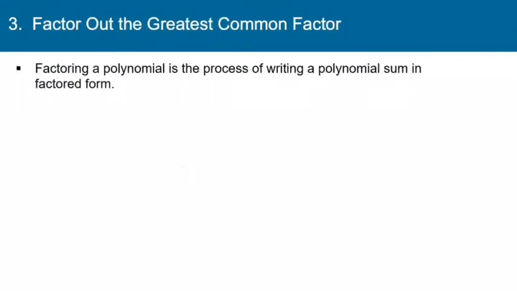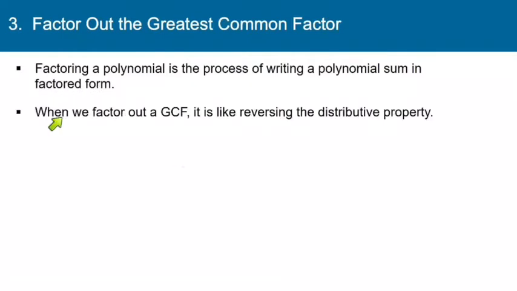Now that we know how to find a GCF, we're going to talk about how to factor out a greatest common factor. So what do we mean when we say to factor a polynomial? Well, factoring a polynomial is just the process of writing a polynomial, which is a sum of terms, in a factored form, which is a multiplication form. And when we factor out a GCF, all we are really doing is reversing the distributive property.